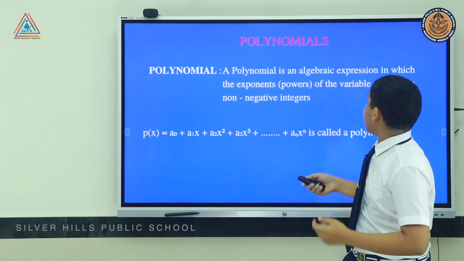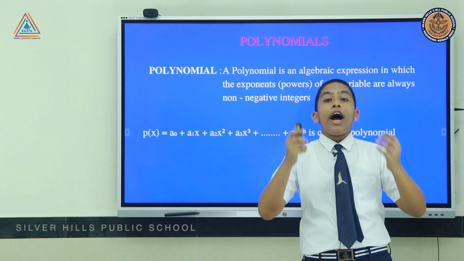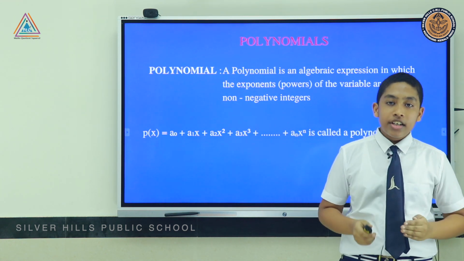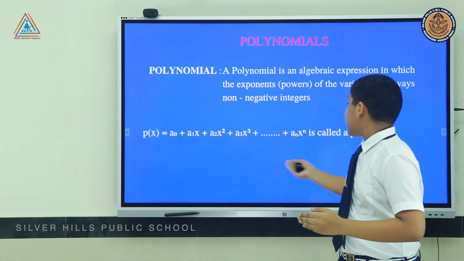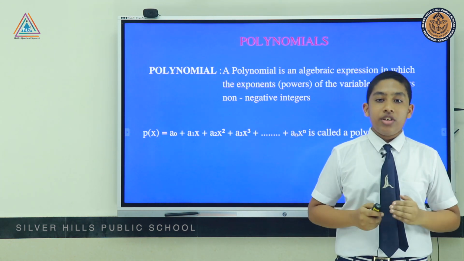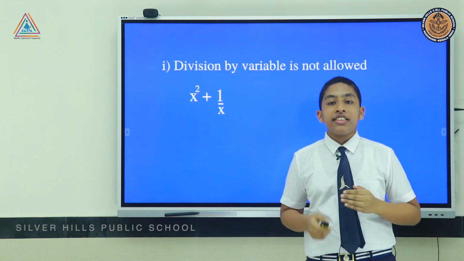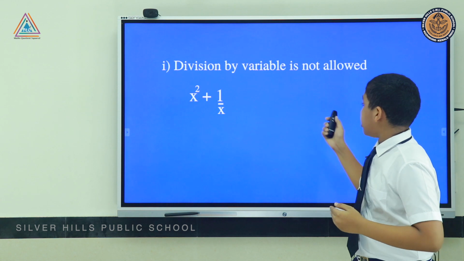A polynomial is an algebraic expression in which the exponents, that is powers, are always non-negative integers, and this is the general form of the polynomial where a_n is not equal to 0. So this means two things. Division by a variable is not allowed.